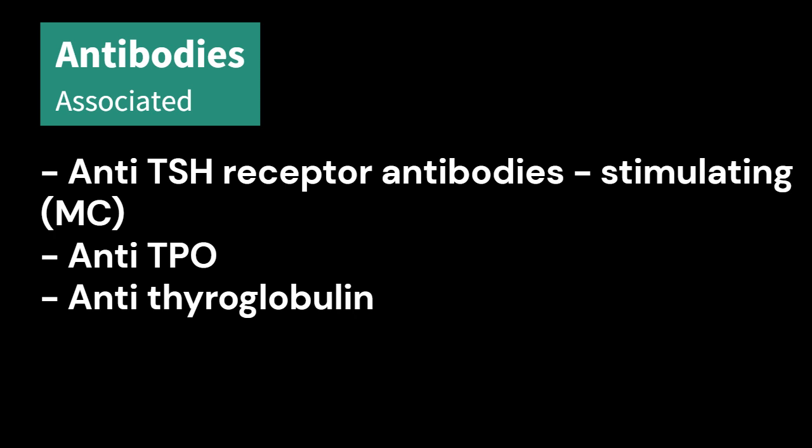Since Graves' disease is an autoimmune condition, there will be antibodies present, and the most common antibody associated with Graves' disease is the anti TSH receptor antibody, which is a stimulating kind of antibody. So, usually, what happens is that if antibodies are produced against a receptor, then they will reduce the function or they will destroy the receptor. But specifically in Graves' disease, these anti TSH receptor antibodies lead to the stimulation of this receptor, causing symptoms of hyperthyroidism. Other than that, we can also have anti TPO or anti thyroid peroxidase antibodies and anti thyroglobulin antibodies.